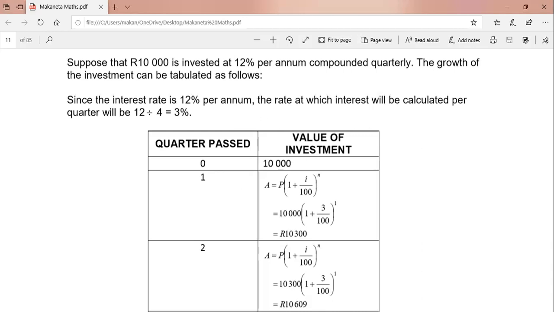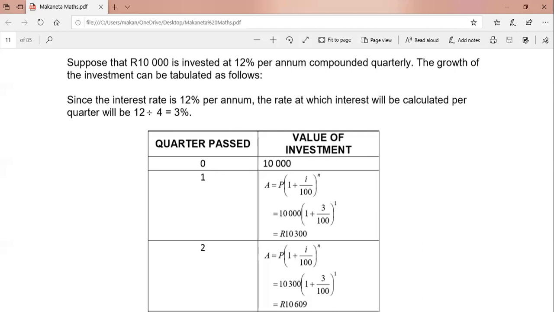And you can see that after the first quarter, now we can see some movement. We can see some developments with regards to the value of your investment. Since 10,000 was invested in the beginning, and coupled with the fact that we are using compound interest, you can use the correct formula there. The main thing is to always use the correct formula.